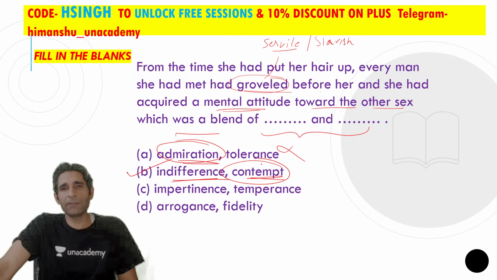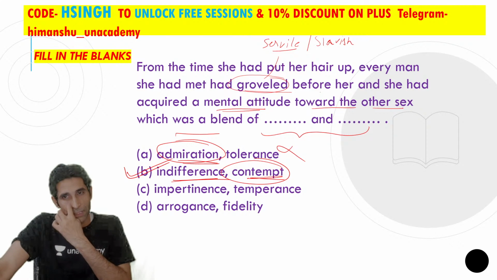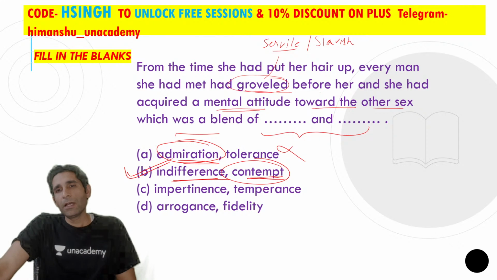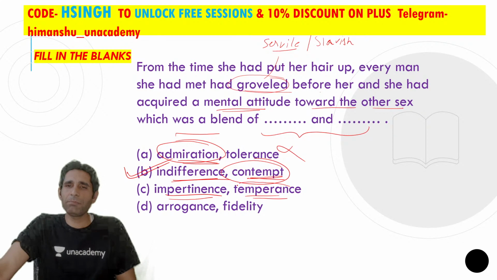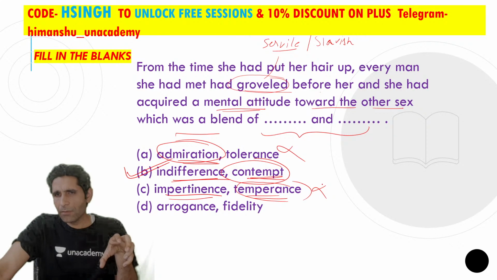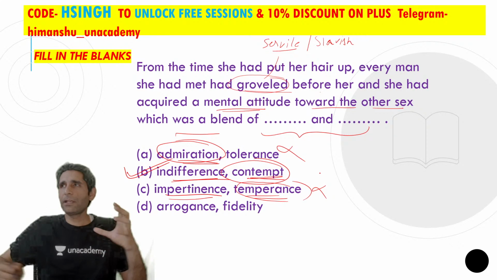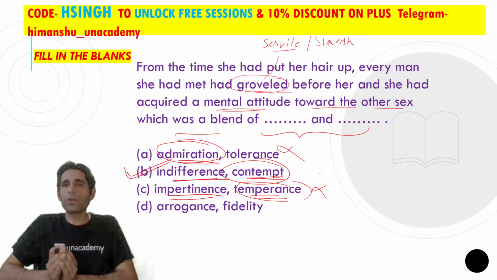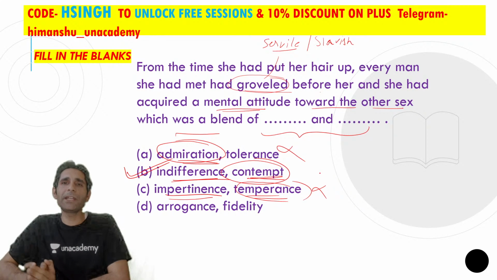ये सारे words का meaning वही होता है कि like you consider the other person to be unworthy, right? तो ये हो सकता है, काफी अच्छा ऑप्शन है. Impertinence and temperance. Guys, temperance is a more positive word. When you have temperance, you have control, right? So temperance means like when you have control in terms of what you eat and what you drink.